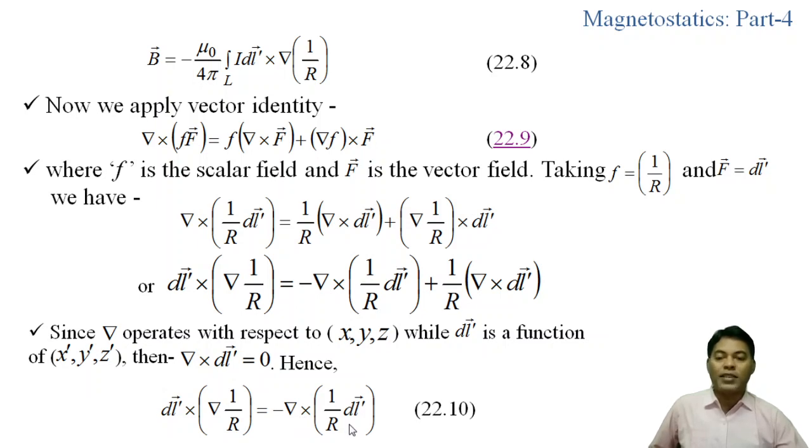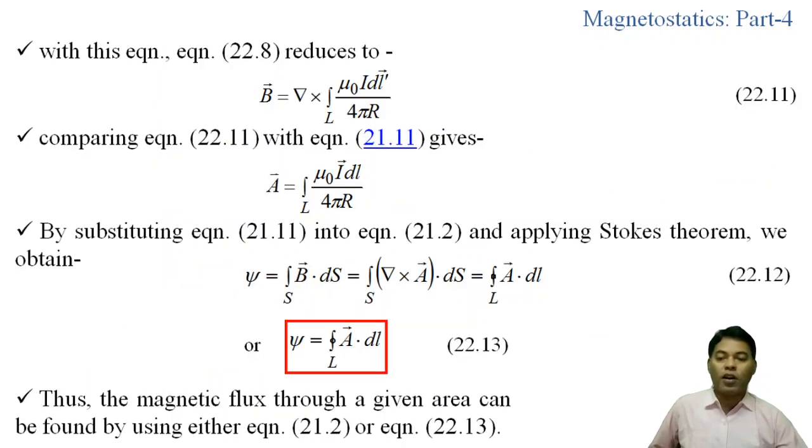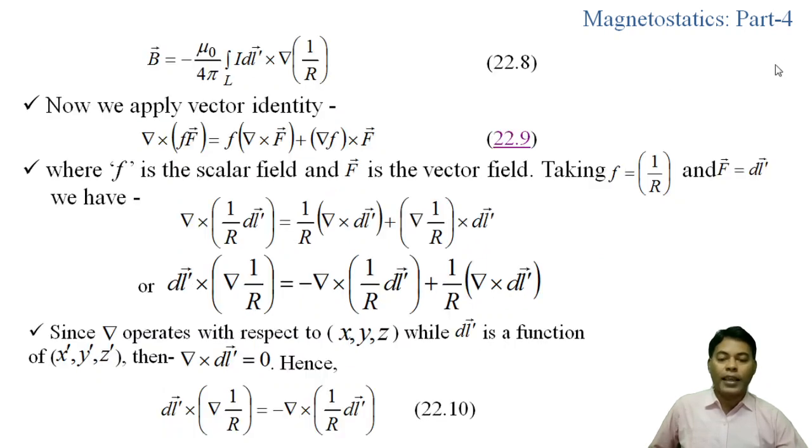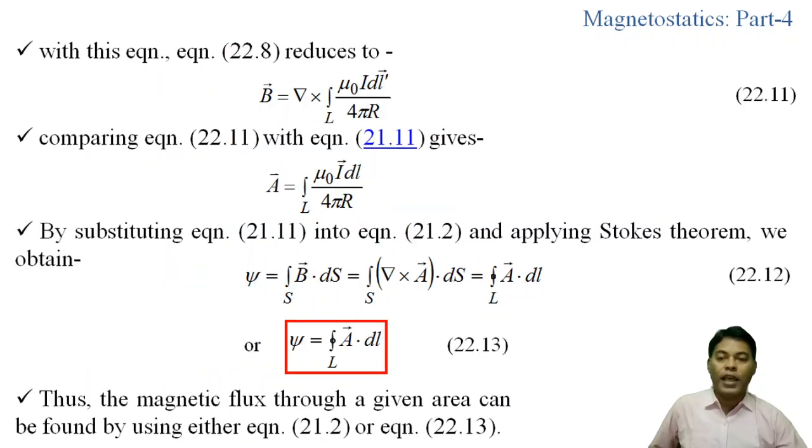If we replace this, then the expression of B becomes, and here again I am repeating, this minus cancels out, mu naught I by 4 pi into grad cross 1 by r into dl prime. After that, if we take the constant term inside the integration and the operator outside the integration, then B equals grad cross line integral of mu naught I dl prime by 4 pi r.